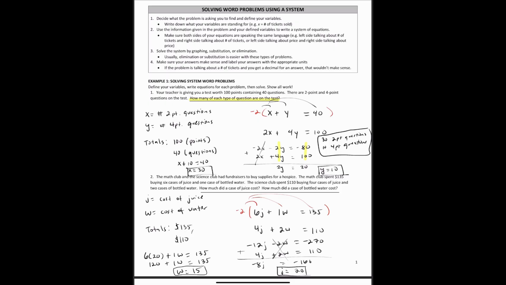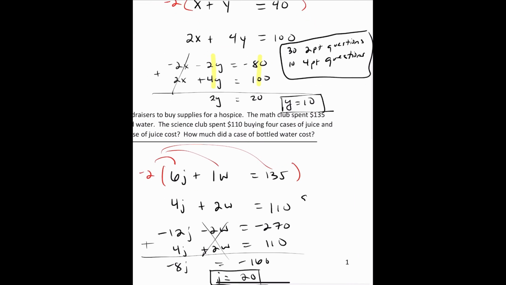So that means it costs $20 for a case of juice, and $15 for a case of water.